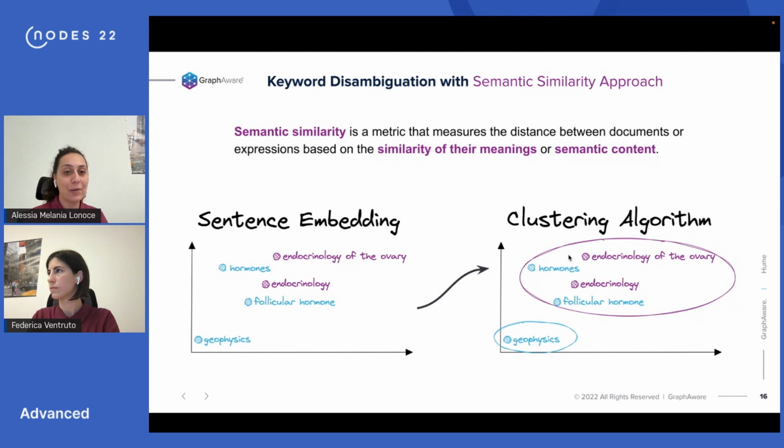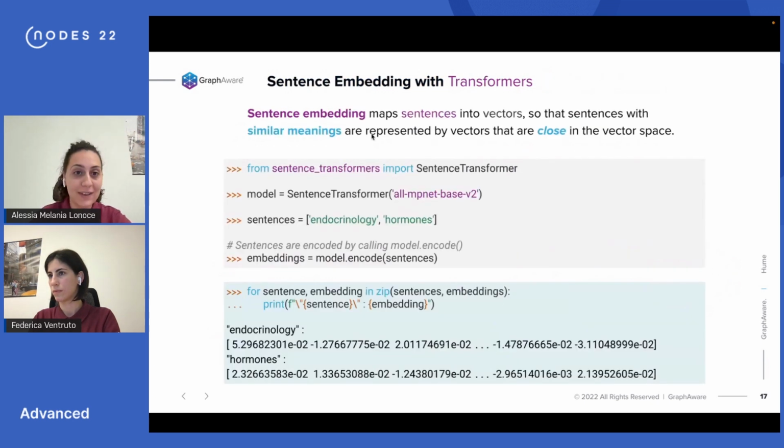So we are talking about how we want to exploit a semantic similarity approach to achieve the disambiguation without the use of a knowledge base. So let's start with the first step, the sentence embedding. What is the sentence embedding? It is a technique that maps sentences or words into vectors so that sentences with similar meanings are represented by vectors that are close in the vector space.